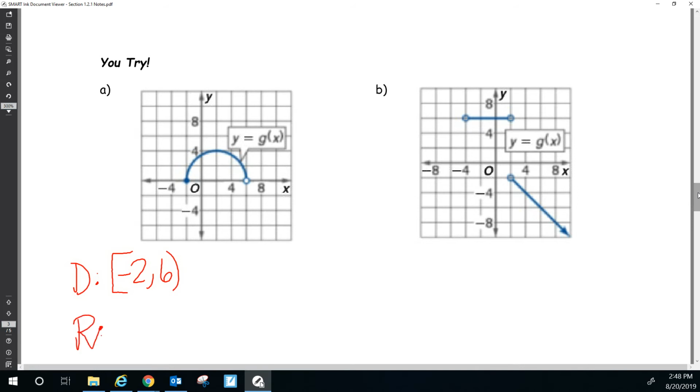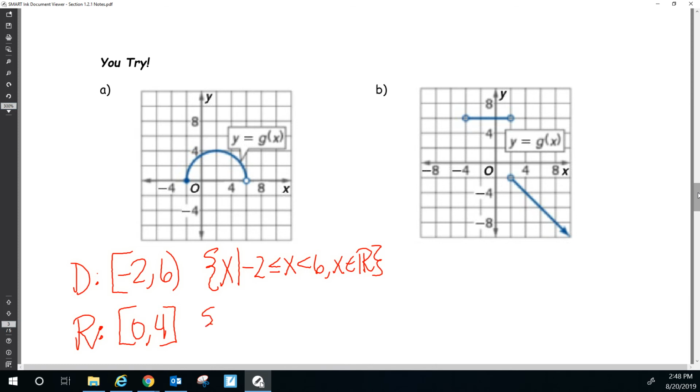What about our range? Our range, we're going from 0 up to 4. Since 0 is included on this side, we're including it everywhere. All right, what if I wanted to write this in set notation? So this would be the set of all x's, such that x is greater than or equal to -2, less than 6, and x is a real number. For my range, be careful, we're the set of all y's, because now we're talking about y. y is between 0 and 4, and we're including it on both sides.